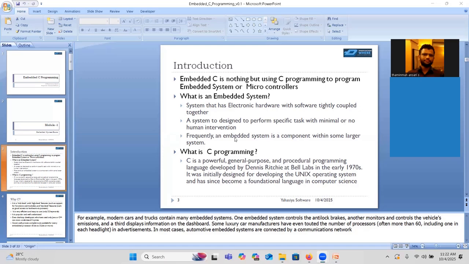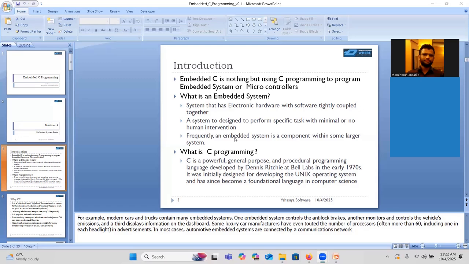When they want to exchange information, they use network protocols like CAN, LIN, MOST, FlexRay, Ethernet, like that. But in general, an embedded system is a component in a larger system, right?